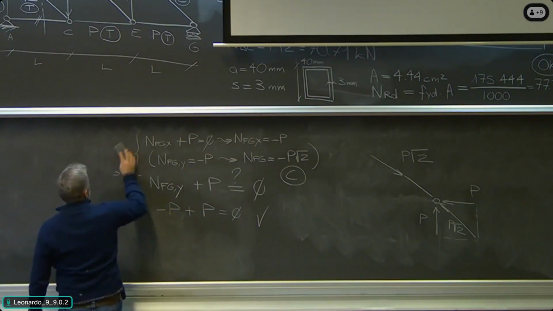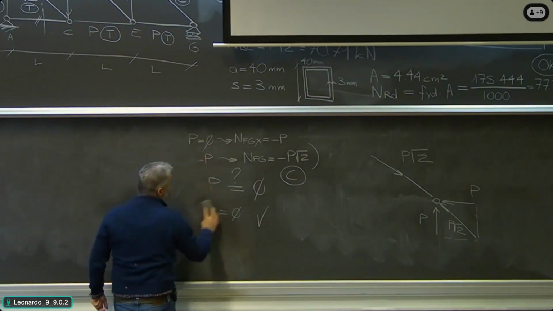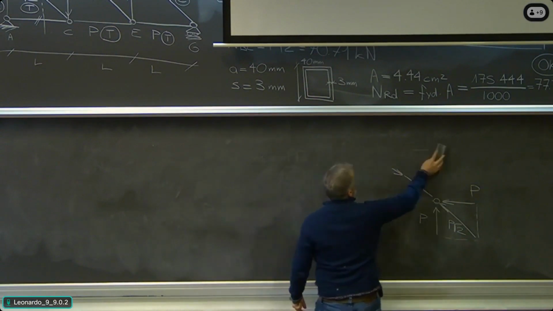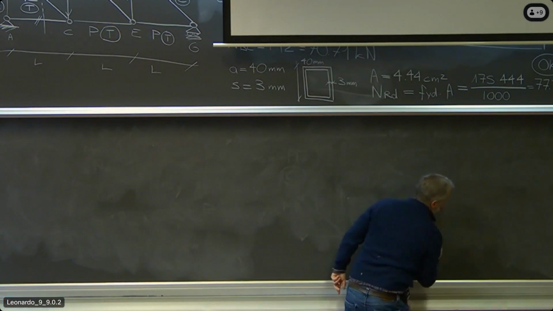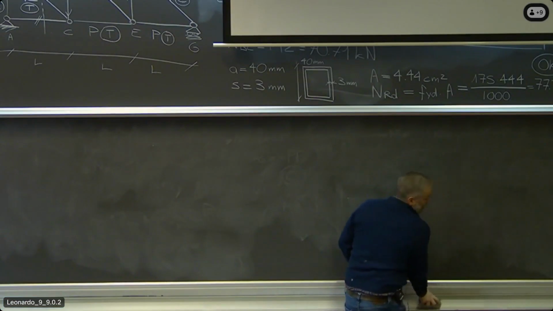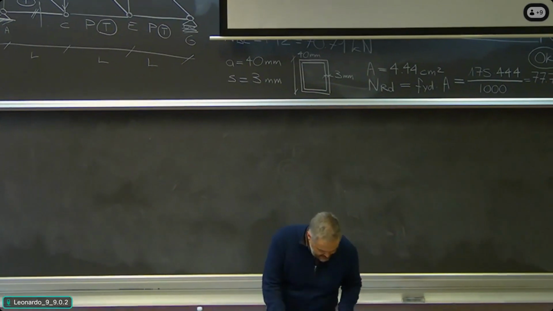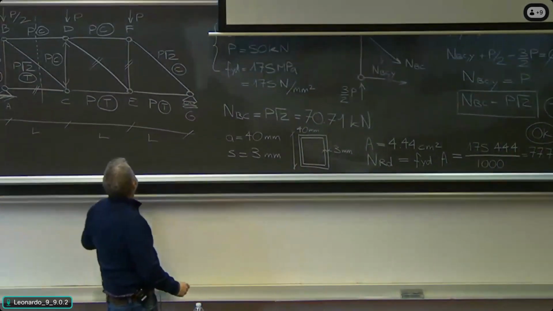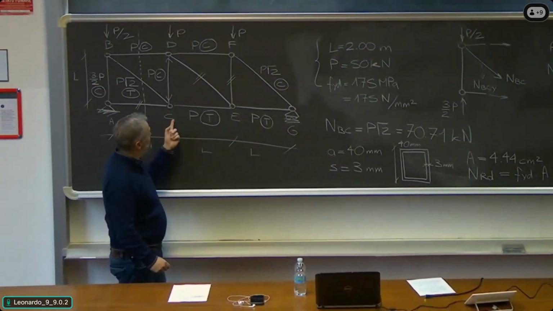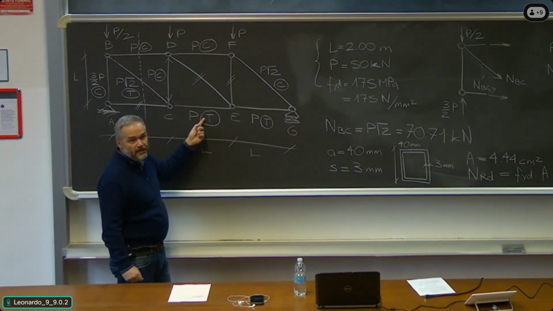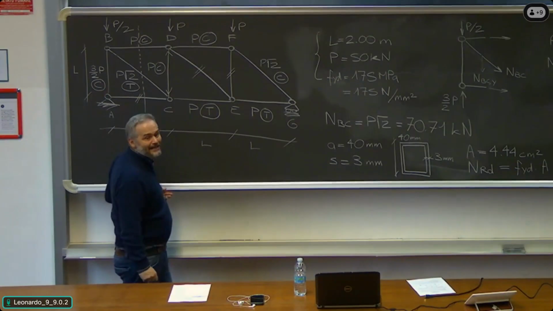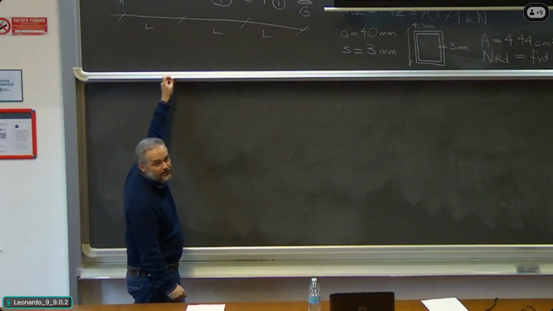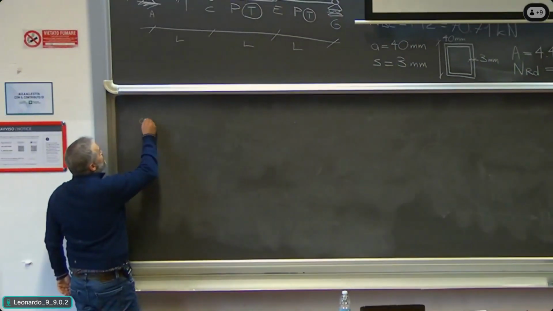Second task is to design the tension member. The member to be designed is CE. Where is CE? It's here. It's subjected to P and it's tension. Again, I would like to check my results before going with the calculations. So, section method.